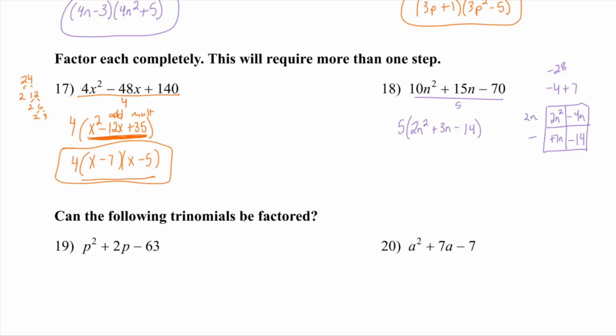So that's 2n, that's 7. I don't have a ton of room up here. You can write it under the box and to the right of the box also as a way to organize. So this is 2n plus 7 and n minus 2. And we keep that 5 in front because we want our answer to multiply out to give us the original thing. And without that 5, it doesn't do that.